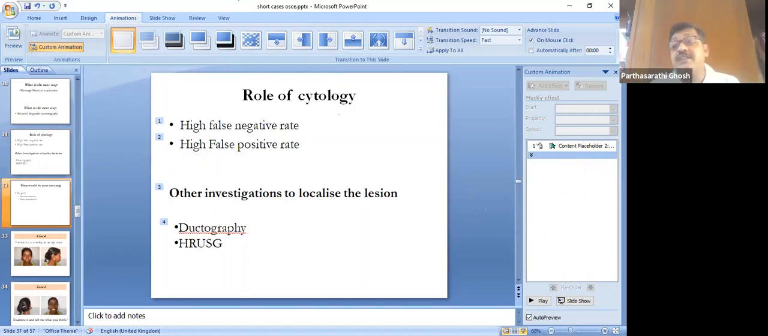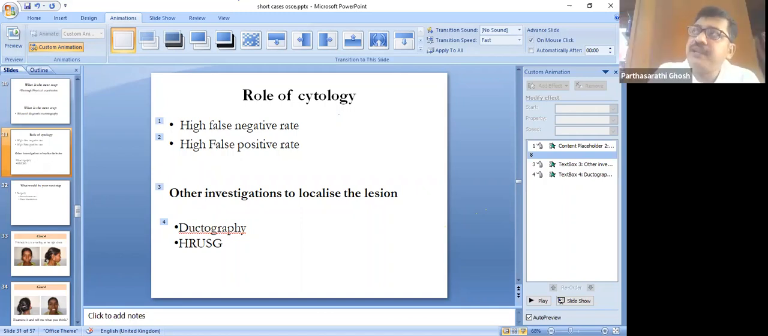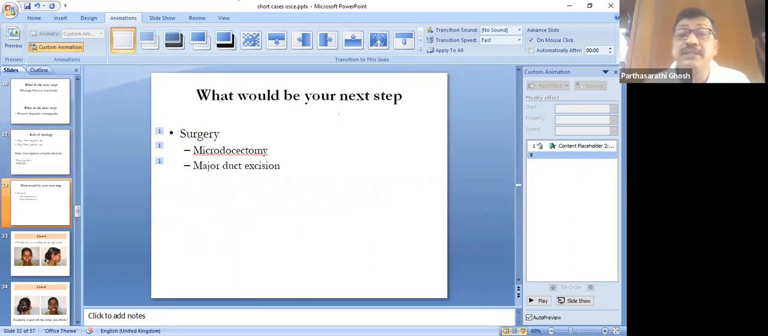What will be your next step if you don't get anything, but the patient is having discharge? We'll proceed for surgery, sir. We can do a wedge resection, including the duct. It's not wedge resection. There is a name for this. Yes, sir, microdochectomy. One is microdochectomy, if it is a single duct discharge and the duct can be located properly. But if you cannot do so, then we can go for a major duct excision.